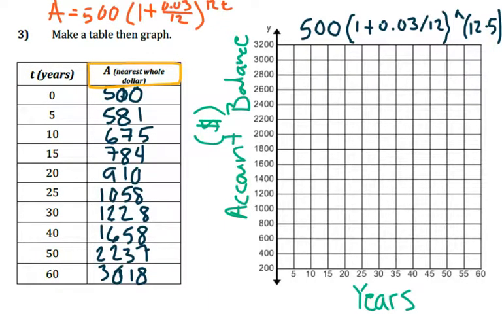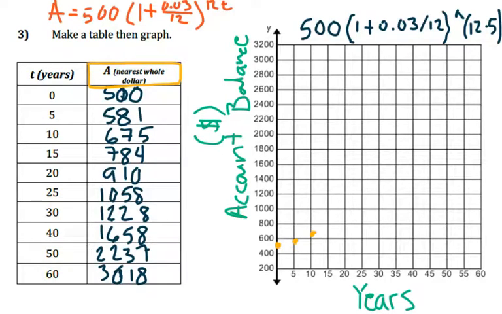So the first one is 0, 500, so I'm going over to 0 and up to 500, and that's halfway between 400 and 600, and that will be on our y-axis. The next one is 5, 581. So I go over to 5, I go up, 581. Still a little less than 600, but a little higher than before. Next up, we have 10, 675. So we go right 10 and up to 675. So maybe about here.